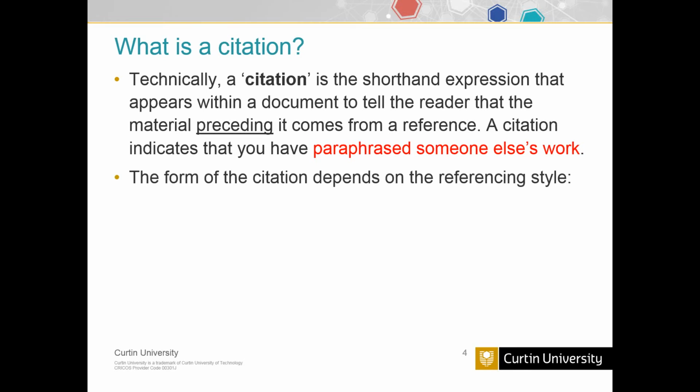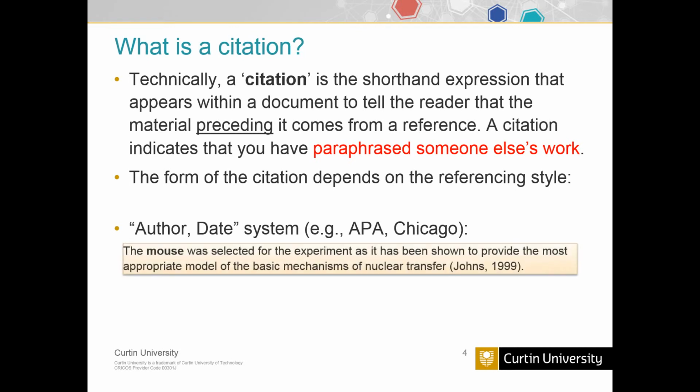The form of the citation very much depends on the referencing style you've selected for your document. There's two main styles. The first is author-date. The author-date system is used in the APA and Chicago systems and looks a little bit like this. You can see that the surname, Johns, and the date of the publication, 1999, appear in parentheses at the end of the work that is being cited.